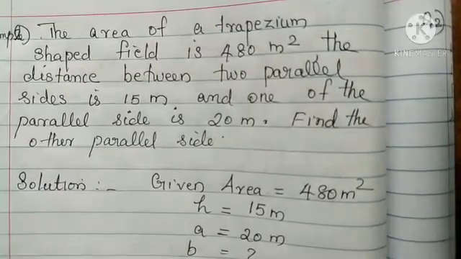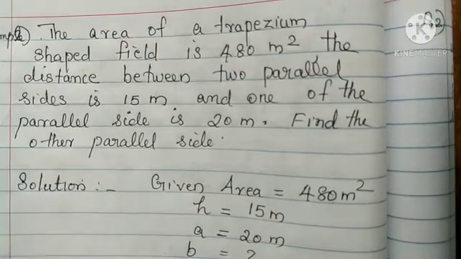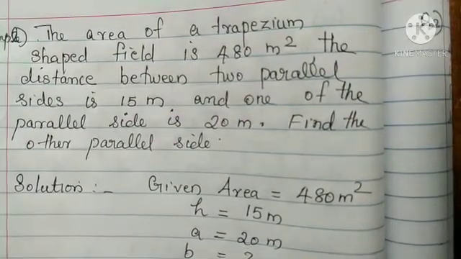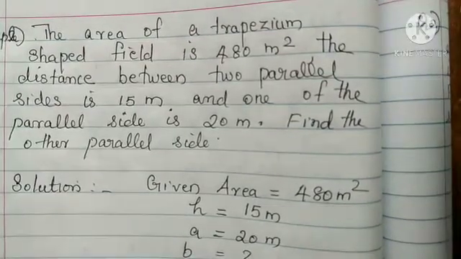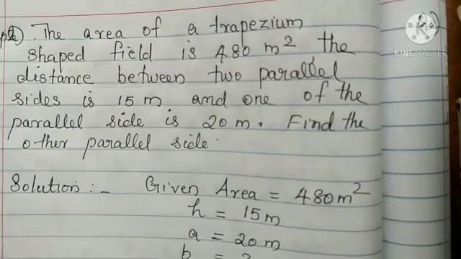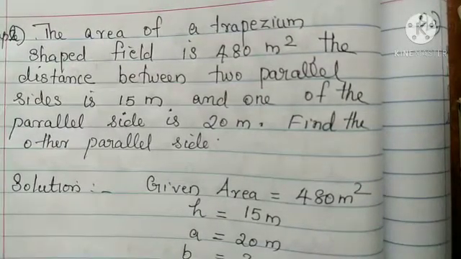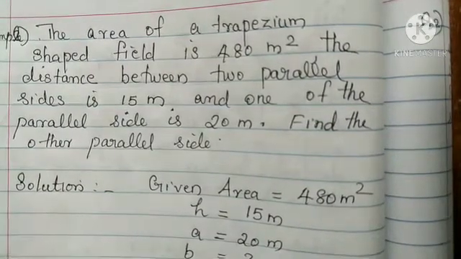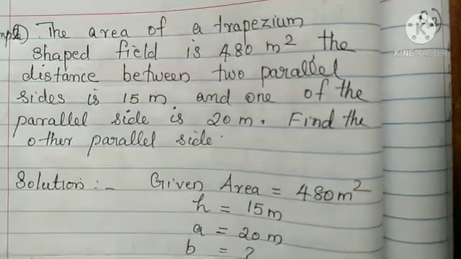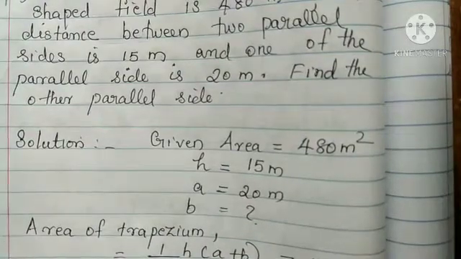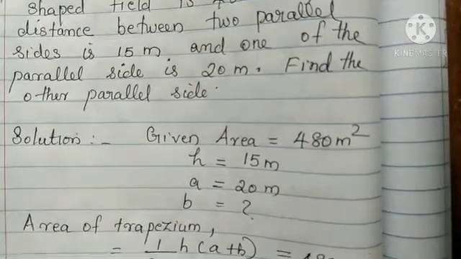Next question, the area of a trapezium shaped field is 480 meter square. The distance between two parallel sides is 15 meter and one of the parallel side is 20 meter. Find the other parallel side. Here area, height between them and one parallel side is given. We have to find the second parallel side. So we can write given values: area 480, H 15 meter, A, that is one parallel side, 20 meter, and B we want to find out.